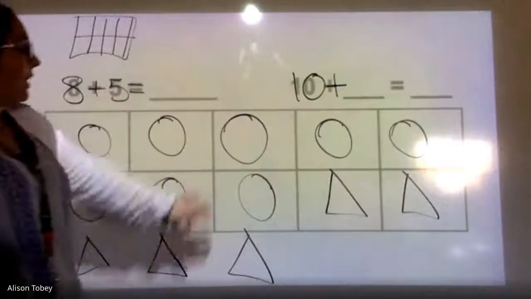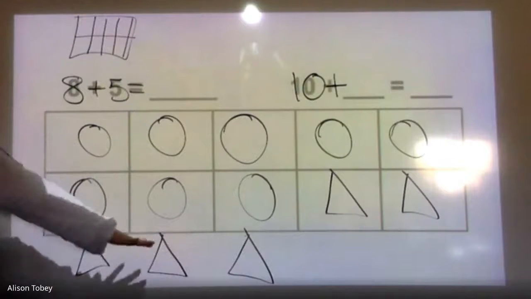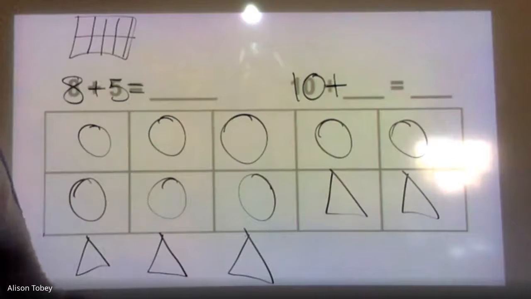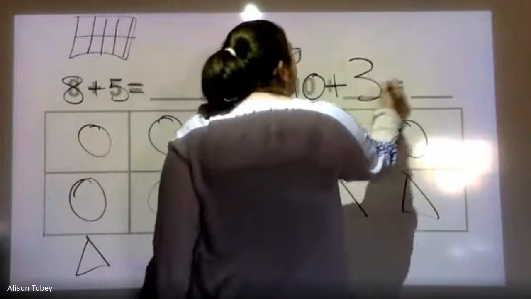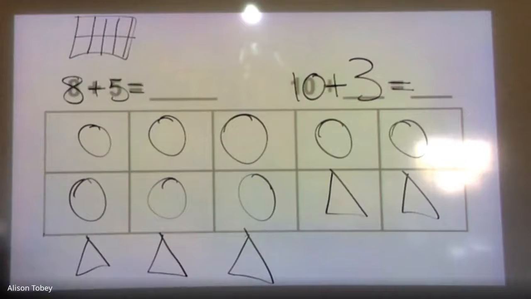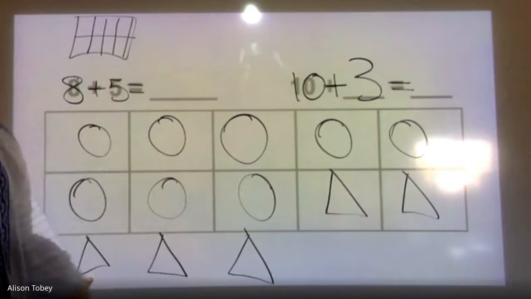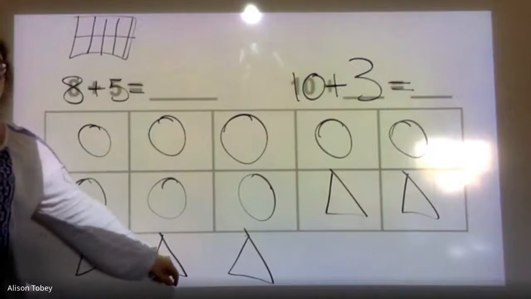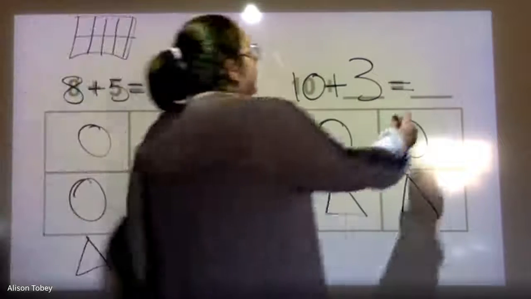Okay, we have 10. Show me with your fingers how many are on the outside. How many? 3. I want you to write 10 plus 3 equals. So we know this is 10, 11, 12, 13.